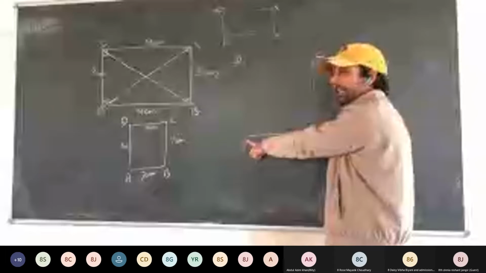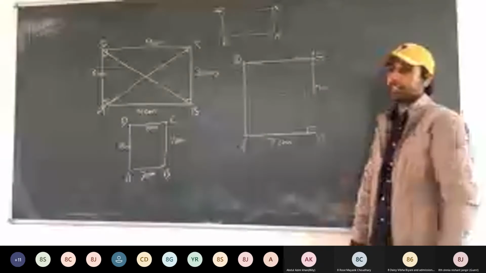And write the dimensions, 9 centimeters. Whenever you are representing this kind of a square, no need of writing 90. Okay?